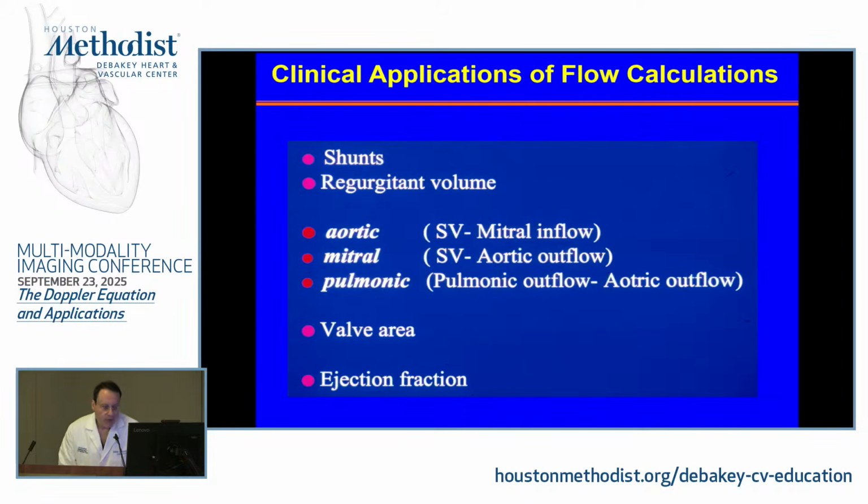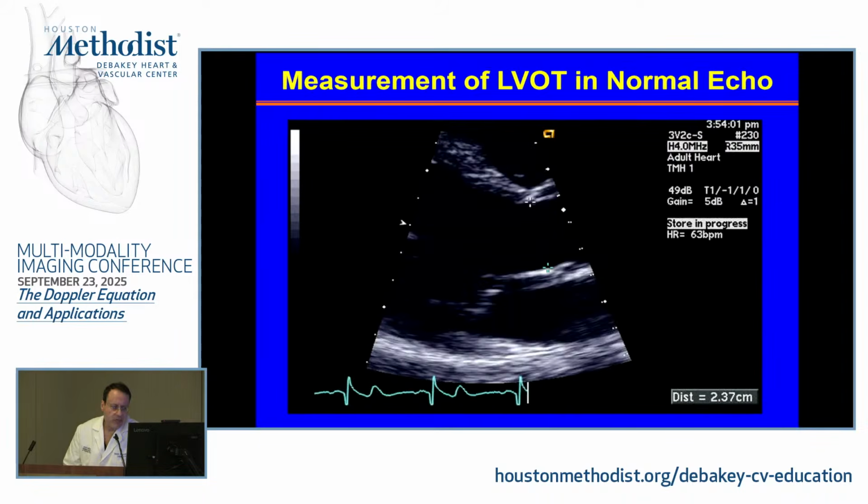Why do we care about flow calculations? We care about flow calculations because we can calculate shunts, we can calculate regurgitant volume, we can calculate valve area. We also can have an estimate of ejection fraction. If I have a reasonable assessment of the size of the end diastolic volume by, say, 2D echo or 3D, and I have a stroke volume by Doppler, and there is no significant regurgitation, then that could be a value to have a feel for what the ejection fraction should be.